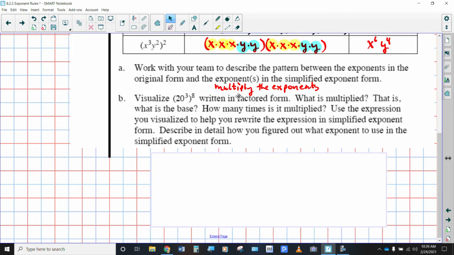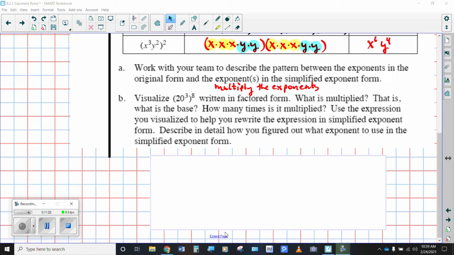So visualize 20 to the 3rd raised again to the 8th power written in factored form. What is being multiplied? That is what is the base in this situation. And then how many times is it being multiplied together? Okay, can you go ahead and address this question and see if you can formulate your thoughts and write down your ideas about what is being multiplied and how you would rewrite this in simplest form. Pause and work through that, and then I will reveal in a second.